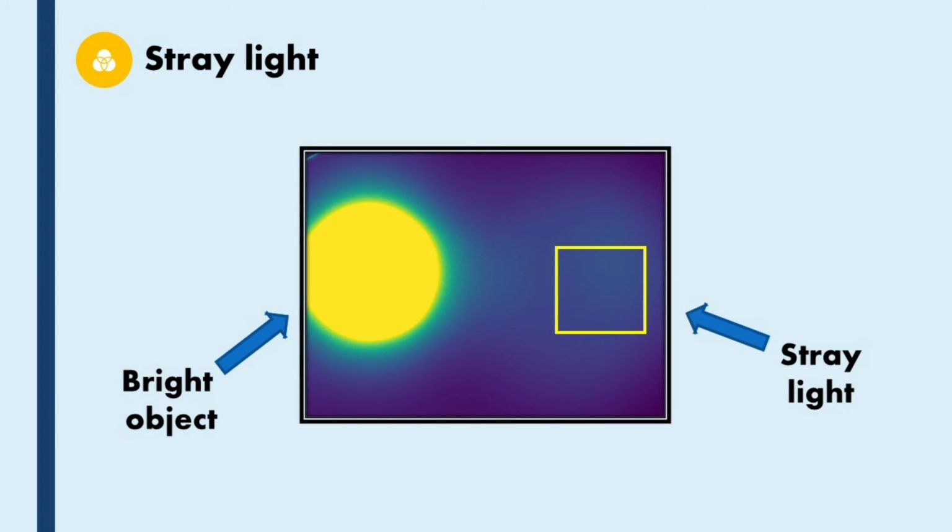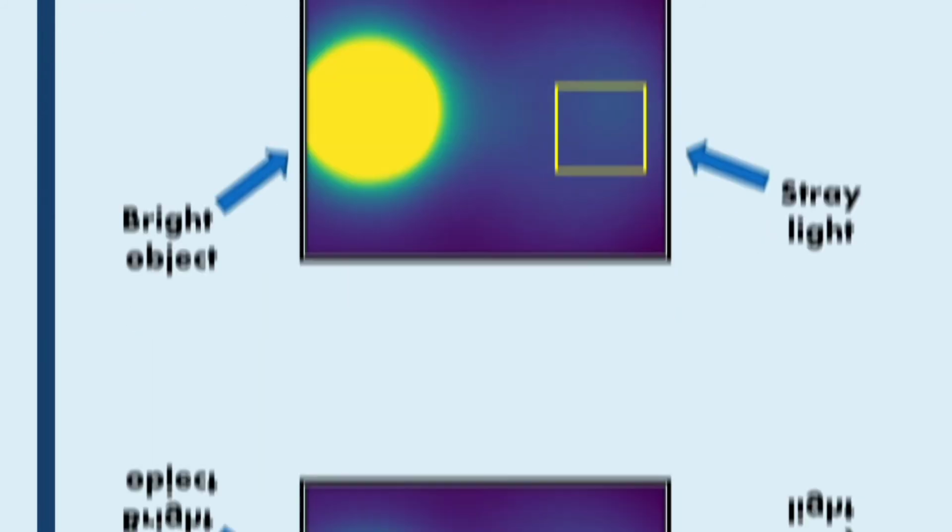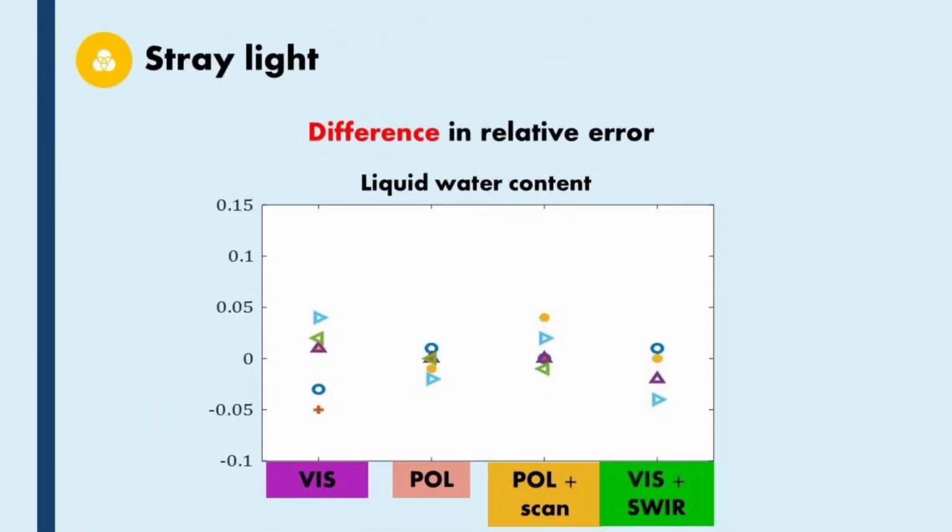The stray light is randomly sampled from a uniform distribution defined between 0% and 5% of the mean intensity of the image. This is the difference in the relative error caused by stray light, meaning the new relative error, which takes into account uncertainties, minus the old relative error, which had only radiometric noise. I'm showing you here the difference per cloud retrieval. The different colors are different clouds.